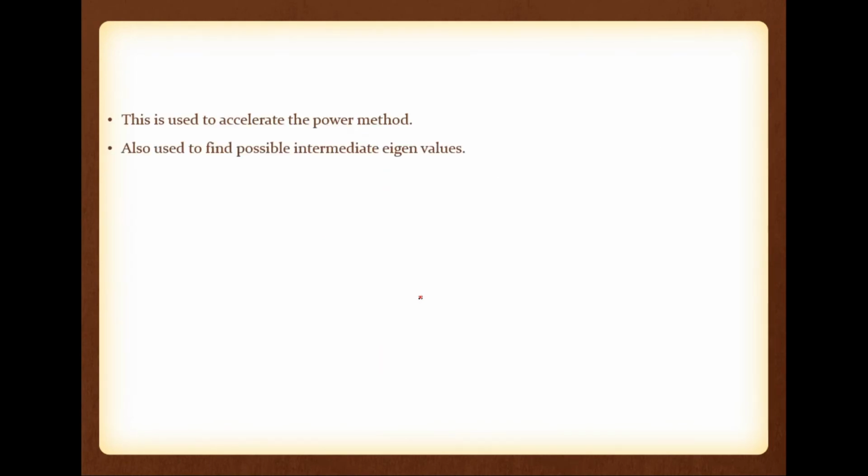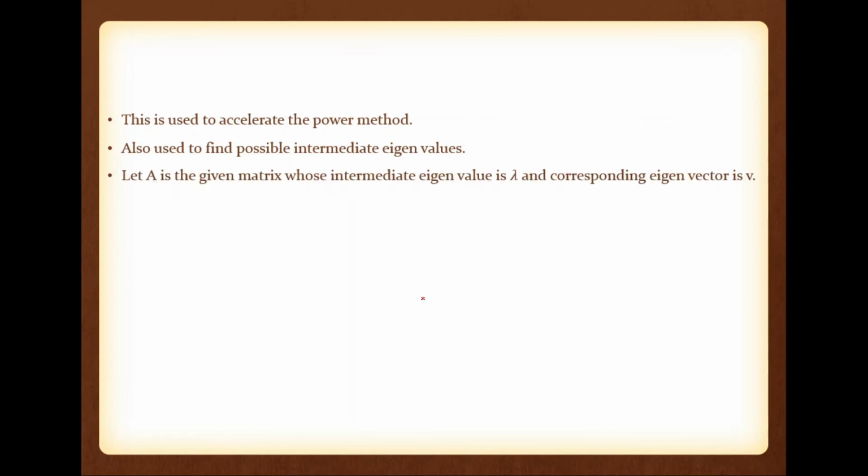So this is actually used to find the possible intermediate eigenvalue. This is actually accelerating the power method. It is used to increase the rate of power method convergence, but this is also used to find the intermediate eigenvalue. Okay. So for that purpose, say A is the given matrix whose intermediate eigenvalue is lambda and the corresponding eigenvector is V. Right. Please note, now lambda is the intermediate eigenvalue and V is the corresponding eigenvector.